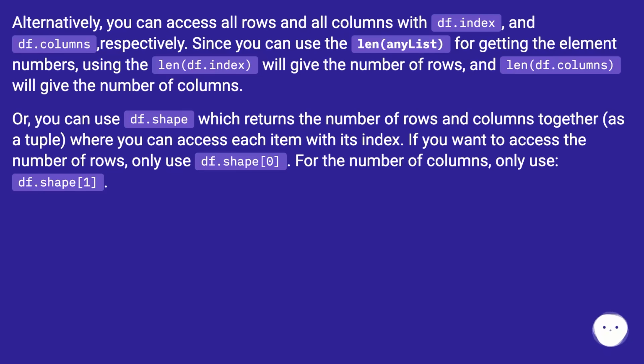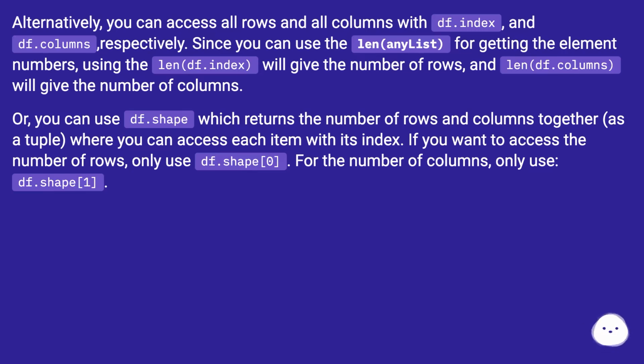Alternatively, you can access all rows and all columns with df.index and df.columns respectively. Since you can use len on any list to get the number of elements, len(df.index) will give the number of rows, and len(df.columns) will give the number of columns.